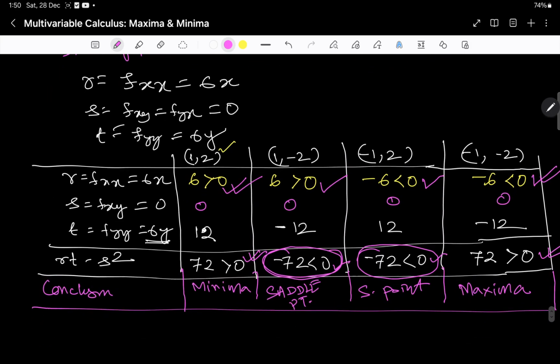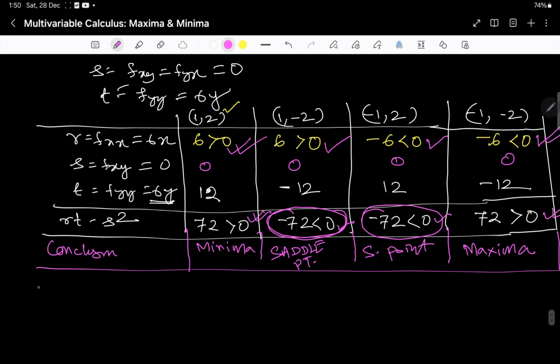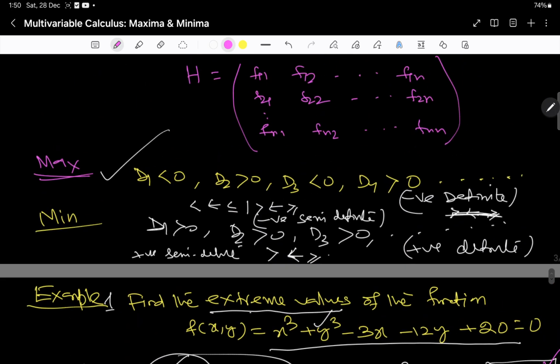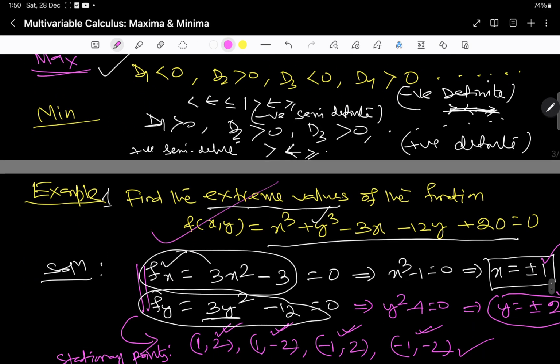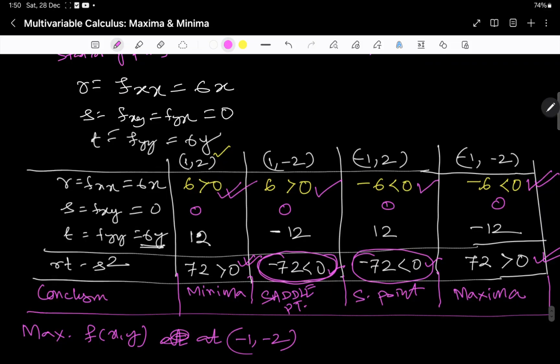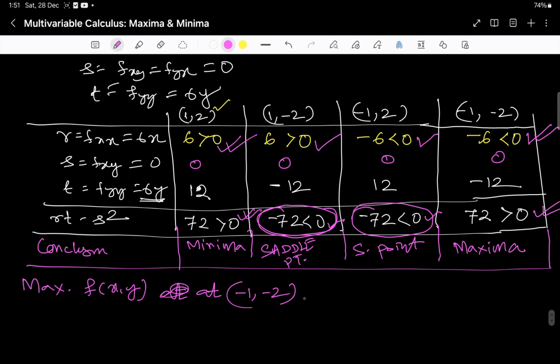So what is the maximum value of f(x,y) and what is the minimum value of f(x,y)? So the maximum value of f(x,y) means f at the point (-1, -2). Originally you're given f is this, right? You substitute this value, right? It will give you -1 -8 plus 3 plus 24 plus 20. It will give you 38. So this is the maximum value of f(x,y).